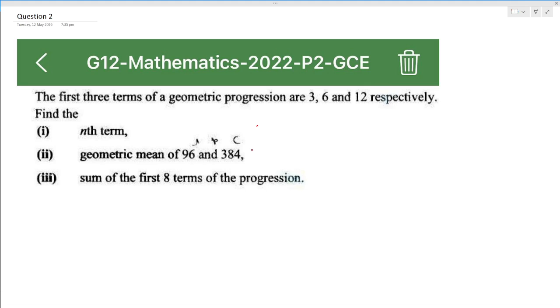The question says the first 3 terms of a geometric progression are 3, 6, and 12 respectively. Find the nth term. Remember we said the formula for the nth term is the same as the formula for finding the terms. So now, what is the formula for finding the nth term? Somebody tell me. Just quickly unmute your mic and tell me what this formula is. Nth is equal to what?